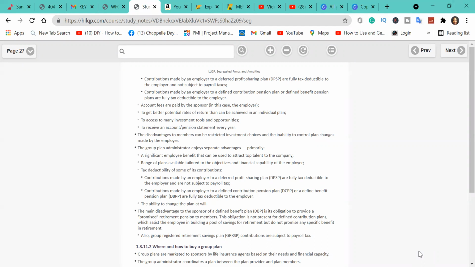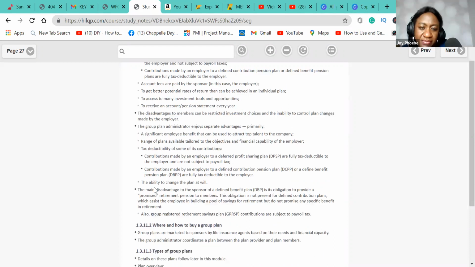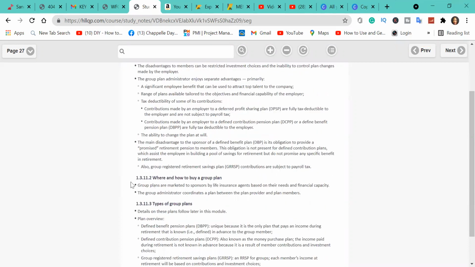And the three of them are all taxable to the employer, not the employee. They are not subject to payroll taxes. Contributions made by the employer to the deferred profit sharing plan are fully tax deductible to the employer, and are not subject to payroll taxes. So that's the difference between the defined plans.